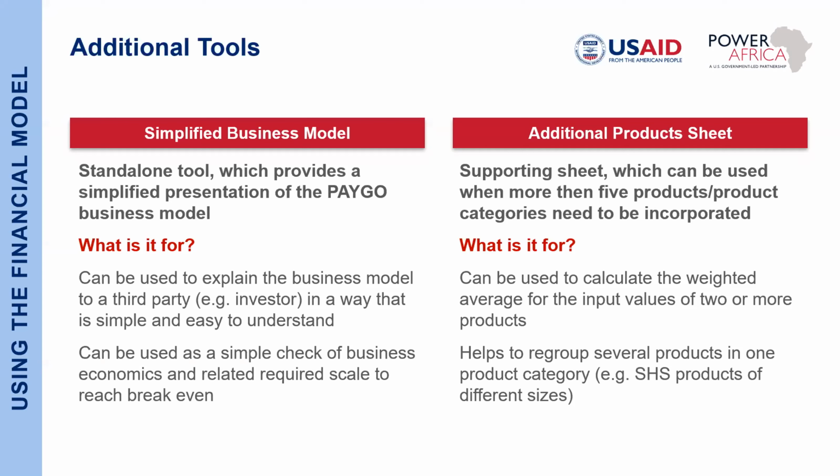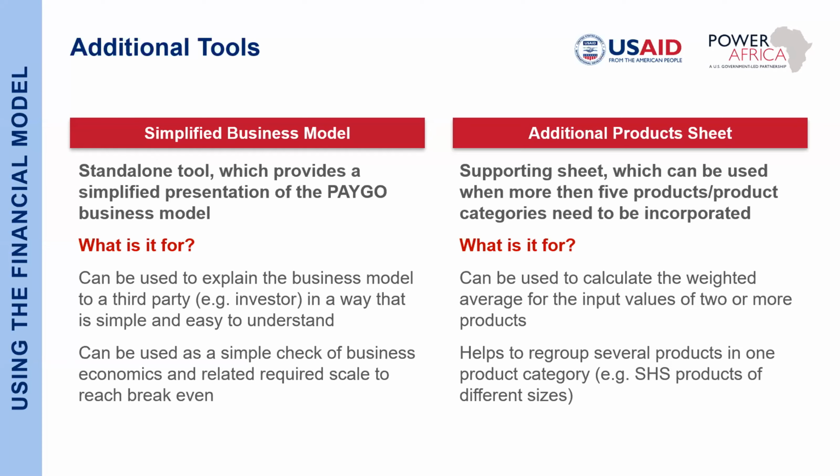So what we've shown you last time is that you can model up to 5 products in the main model, but sometimes you may have several product categories, and each of these categories has more than one product. So basically what this does is it can be used to calculate the weighted average for the input values of 2 or more products, so that you can incorporate more than 5 products in the main model. I'm also going to briefly show you an example of this in a bit.